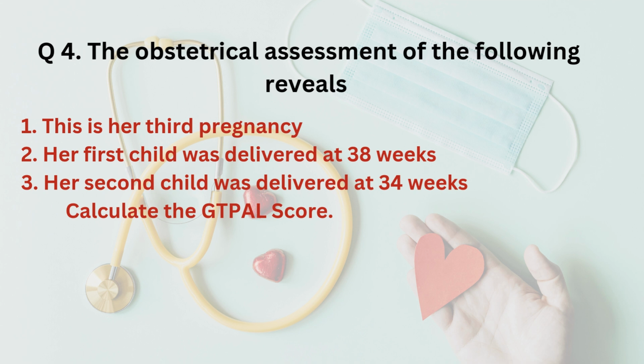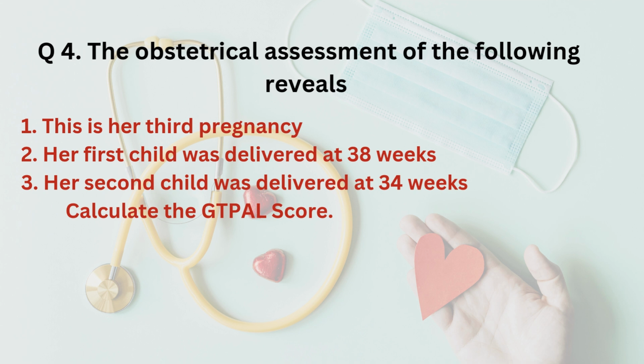Then term birth means deliveries at 37 weeks of gestation or more, before 42 weeks of gestation. Then preterm births are deliveries between 20 to 37 weeks of gestation. And abortions are pregnancy losses before 20 weeks.